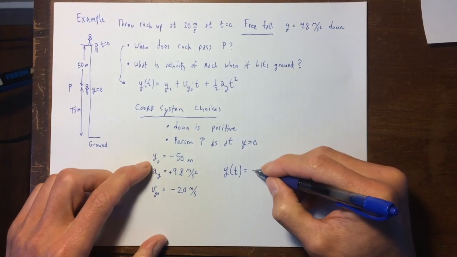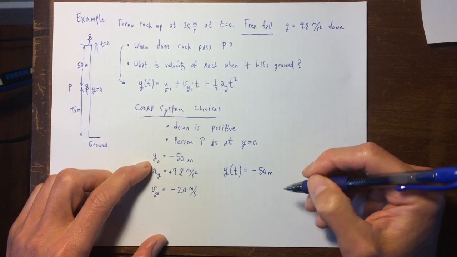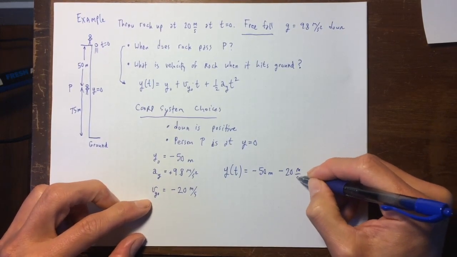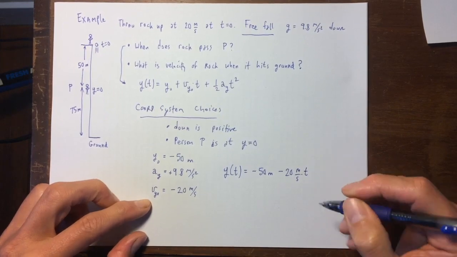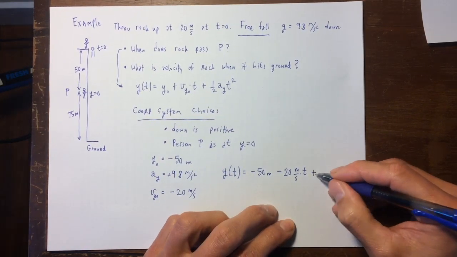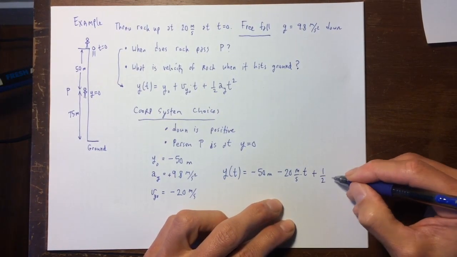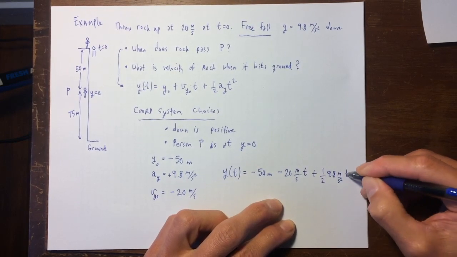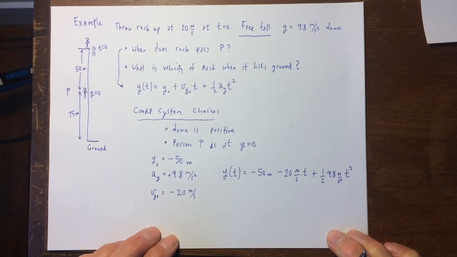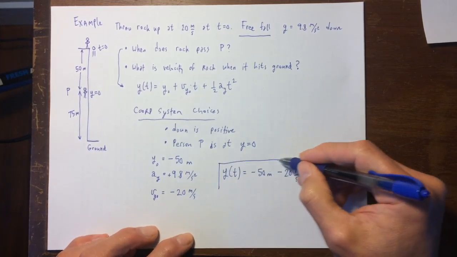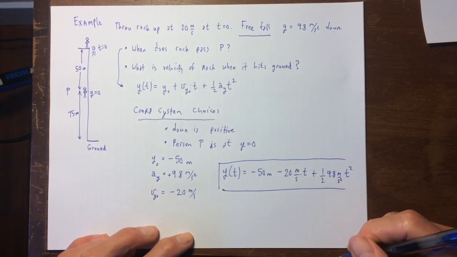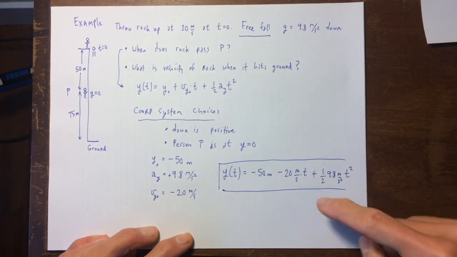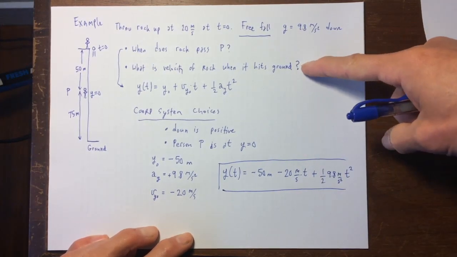Y of t equals negative 50 meters minus 20 meters per second times t, plus 1/2 of 9.8 meters per second squared times t squared, like this. And this is now my position as a function of time. If I want, I can take the derivative to get the velocity, which may be useful in that second question.